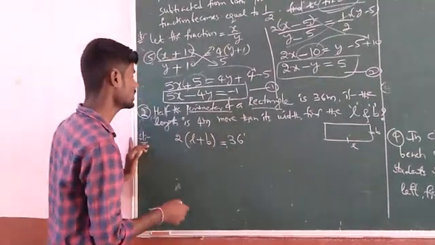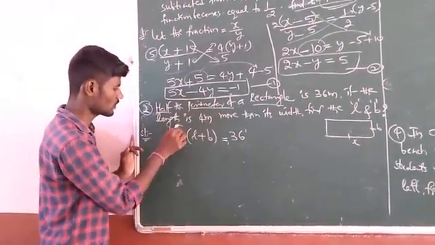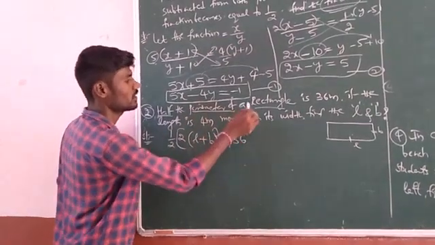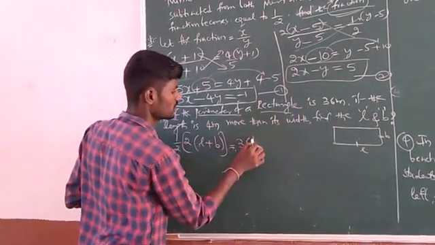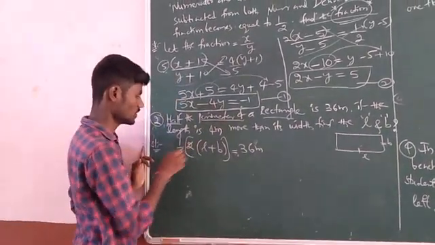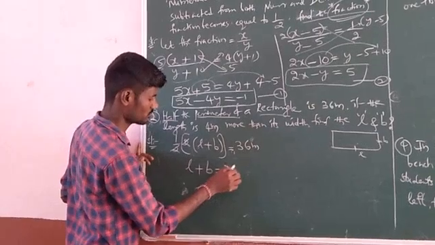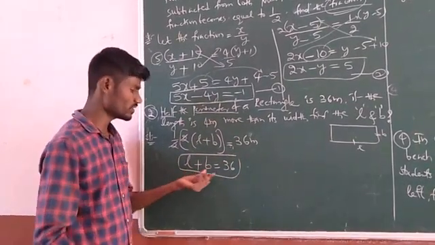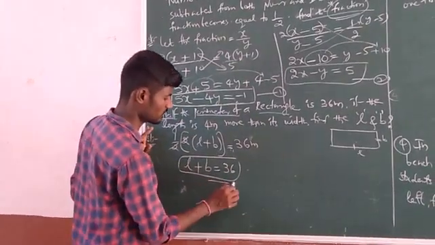36. But here it is mentioned half. Half means 1 by 2. Half the perimeter is equal to 36 meters. Now see, the 2 gets cancelled. What will we get? Only L plus B equals 36. Is it linear in 2 variables or not? Yes, degree 1 in 2 variables. Let us take this as equation 1.